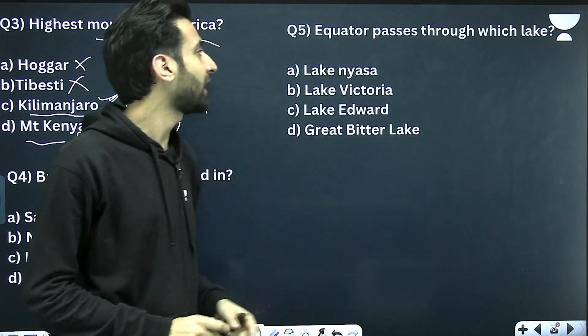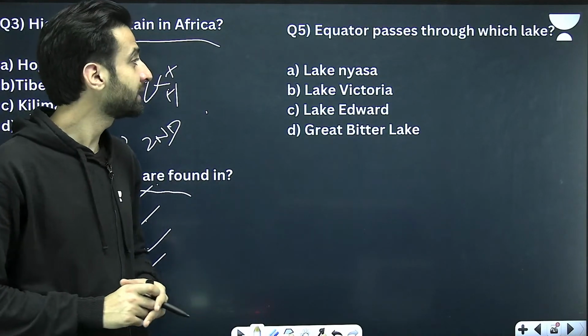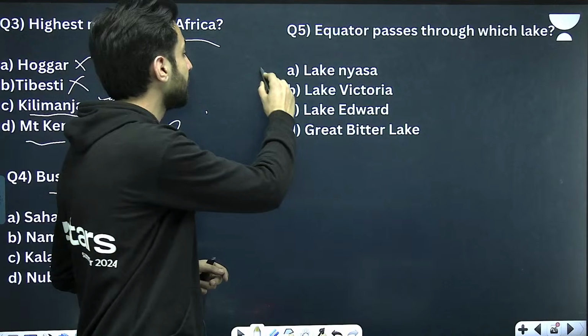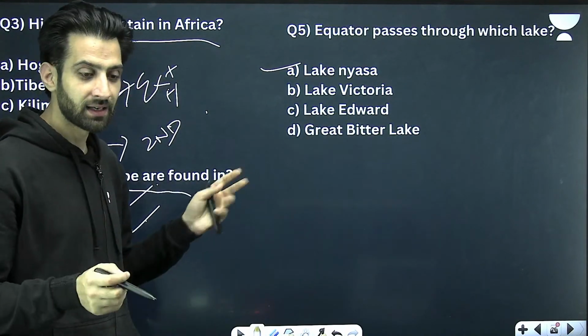Then going to question number 5, equator passes through which lake? Answer me quickly. Equator passes through which lake? Lake Nyasa. What is the other name of Lake Nyasa? You can tell me in the comments as well along with the answer.